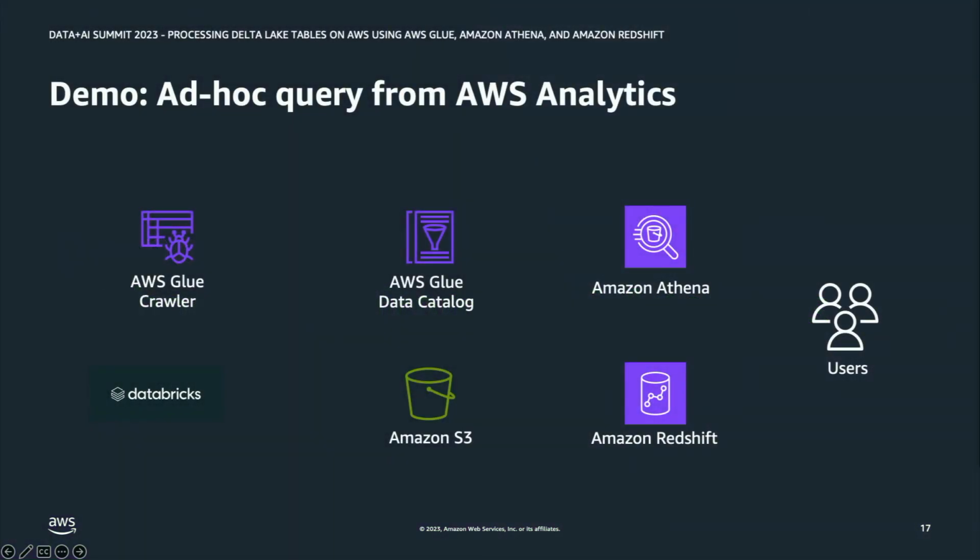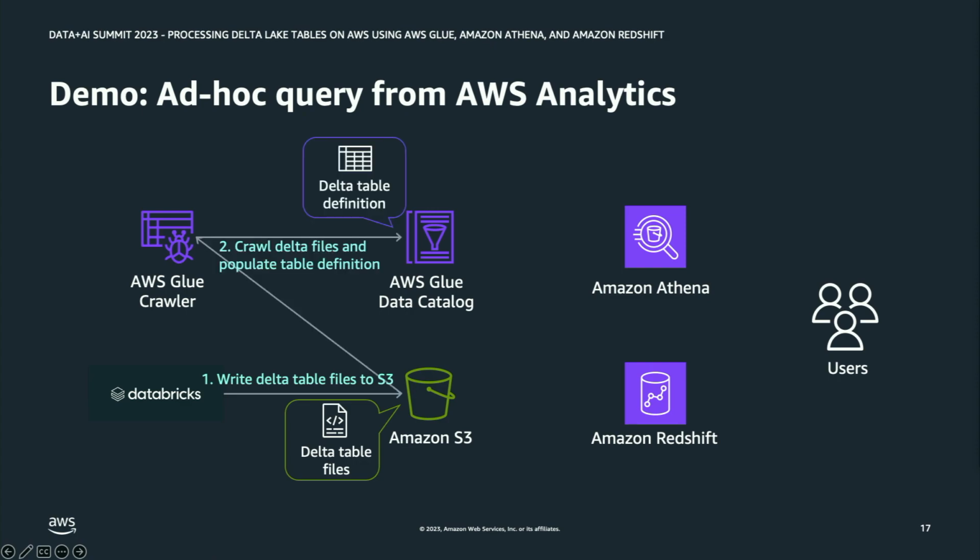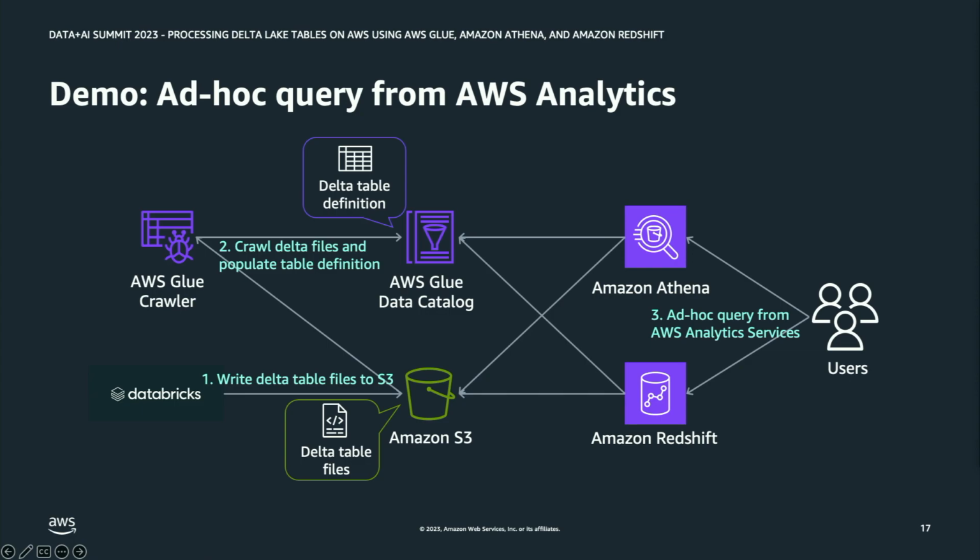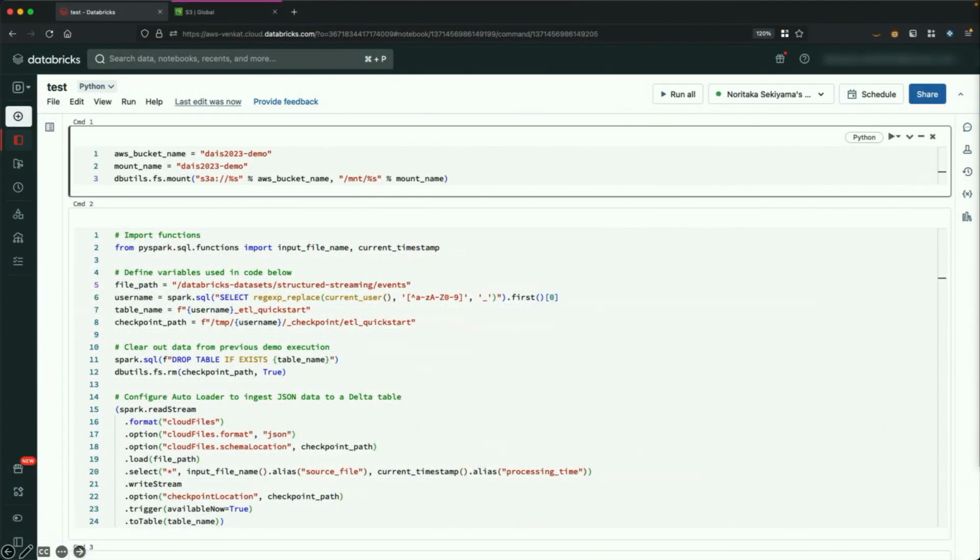But before showing the demo video, I'll quickly tell you the outline of the demonstration. First, launch a Databricks notebook and write the Delta table files into S3. Second, launch a Glue crawler to crawl the Delta files and populate the table definition into the Glue data catalog. It creates both Delta native tables and a manifest table. And finally, use Amazon Athena and Redshift to query the Delta Lake table. Let me play the video.